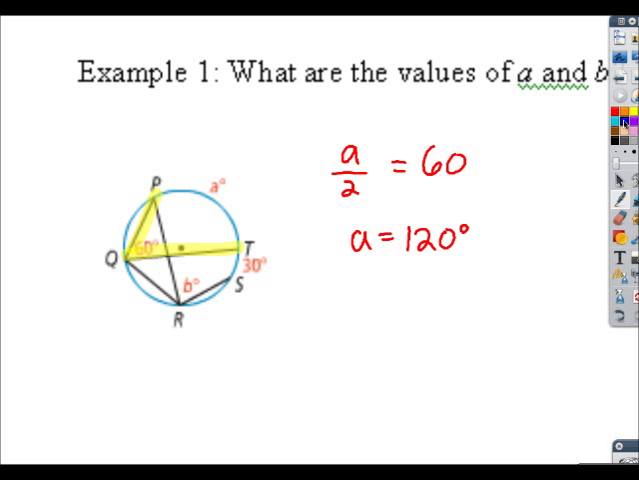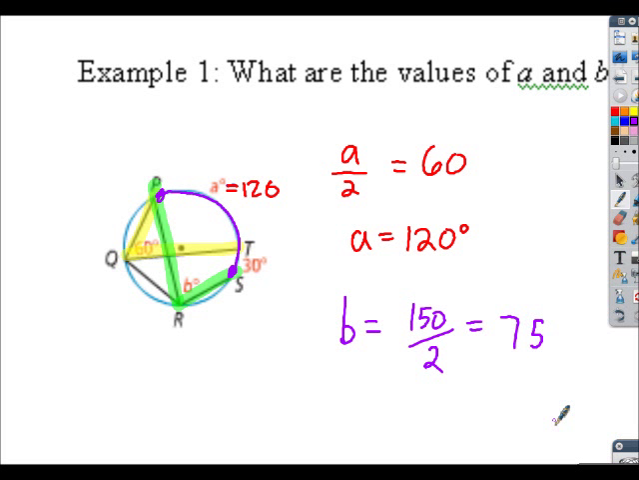For B, angle B is that angle right there. It cuts an arc of 150. So B is half of 150, which is 75. It's half of the arc that it cuts.